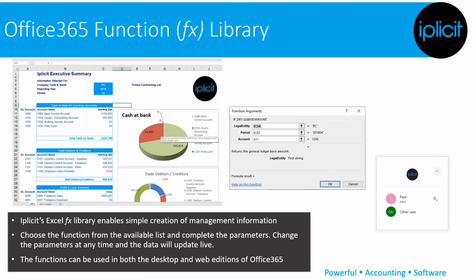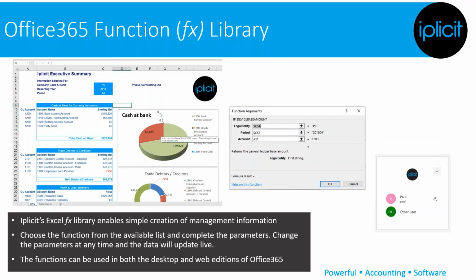So what have we seen? We've seen how iplicit's Excel function library gives you that live link to create really quickly and easily your management report information. Just choose from the list of Excel functions, put in the parameters as shown in the screen here, and we saw a few moments ago, and that information will update live. It links right the way through to both the desktop and the web editions of Office 365.